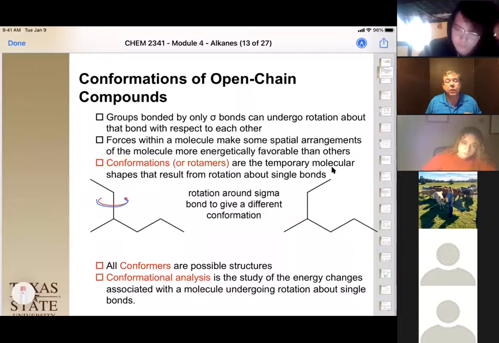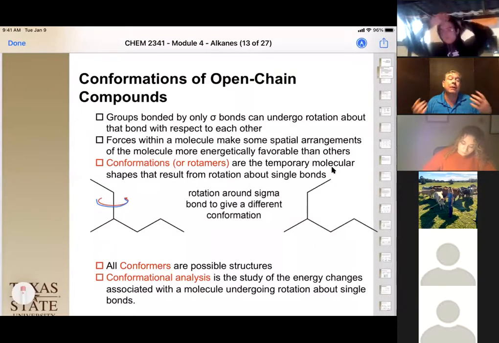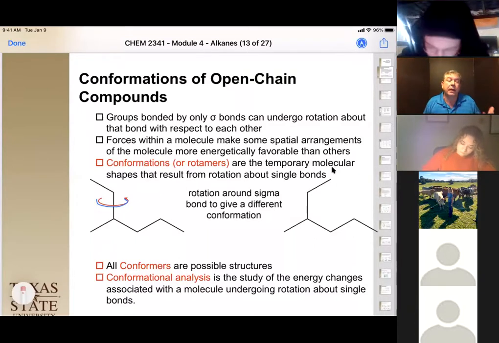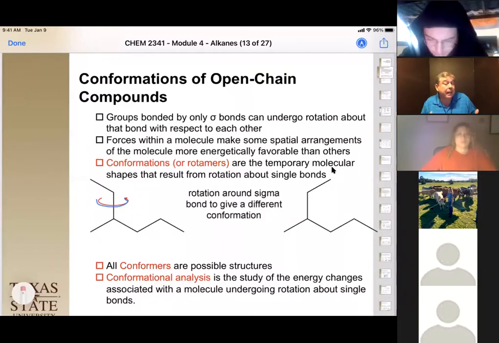Okay, so because there's so many different little possibilities, there are going to be some favored ones. So we have to do what we call a conformational analysis to study the difference in energies going through different rotations. And we'll start to see that certain configurations are more stable or more likely because of the lower energy barriers. And some things are going to be less likely because of higher energy barriers.